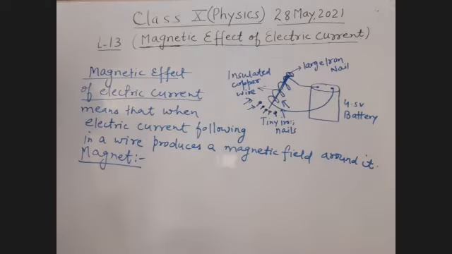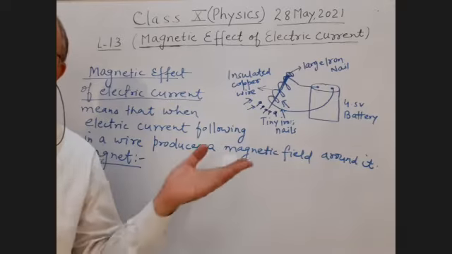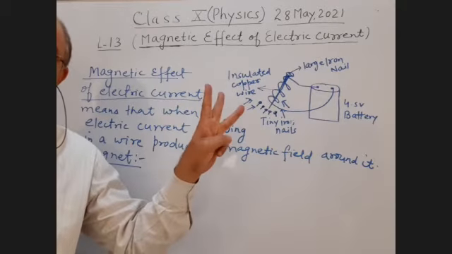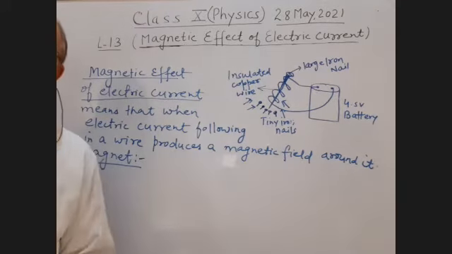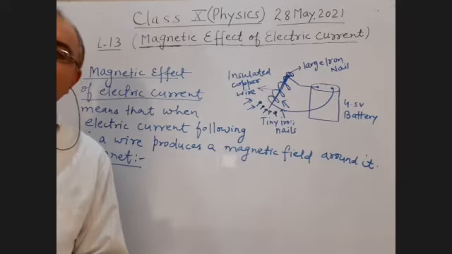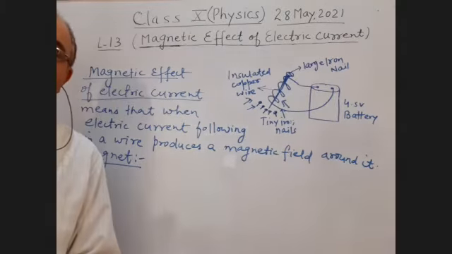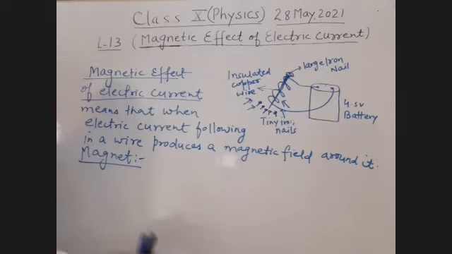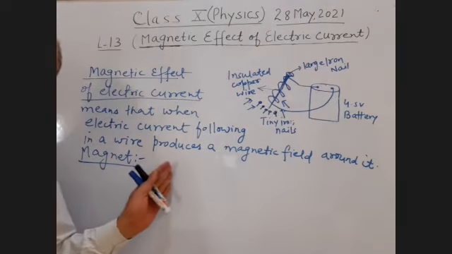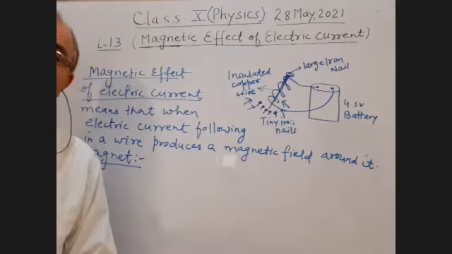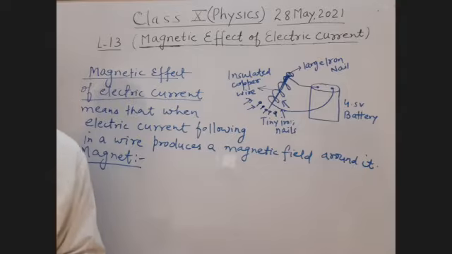We can say that magnet, what do we call a magnet? Magnet means the material which is having the property of attracting pieces of iron, nickel, cobalt. The material which has this property, we can say this material is known as magnet. Clear, students? I'll write down the definition of the magnet.